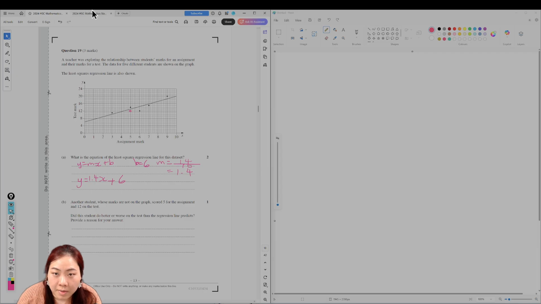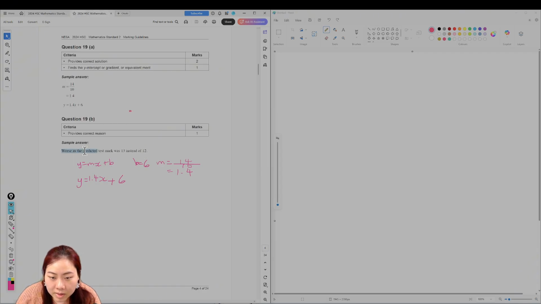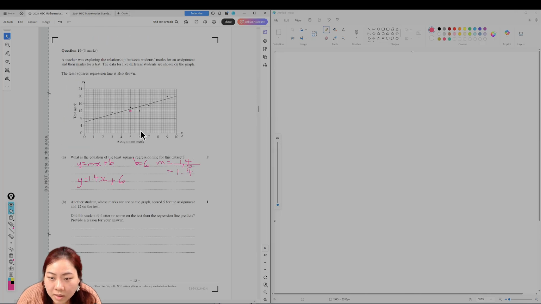Let's see what it says at the back. Worse, as the predicted mark was 13 instead of 12. Is it 13? Oh, yes, it is. Yep, it is 13. There you go.